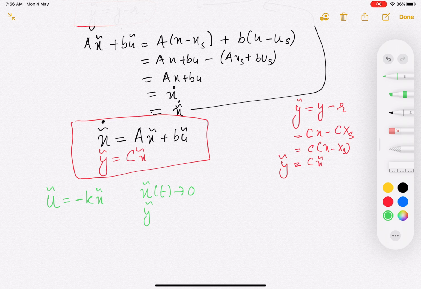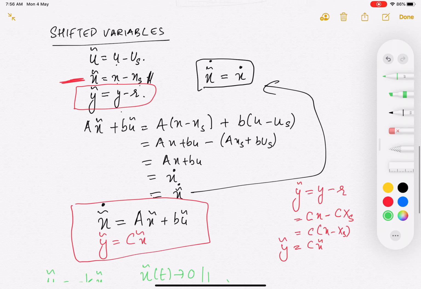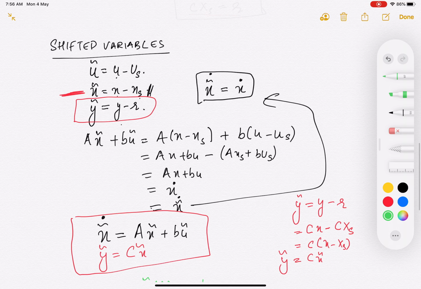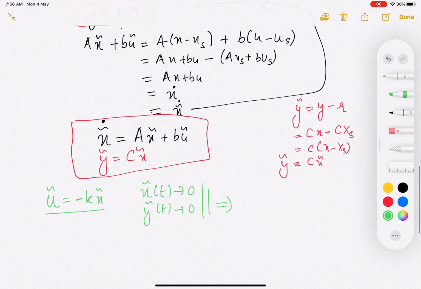And y tilde t automatically tends to 0, in the sense that for this shifted system you have designed a control law given by this, such that for any initial condition the states tend to 0 and the output tends to 0 and the system stabilizes. This automatically ensures, when you say that x tilde tends to 0 and y tilde tends to 0, because x tilde is x minus xs and y tilde is y minus r, that xt will tend to xs and yt will tend to r automatically.